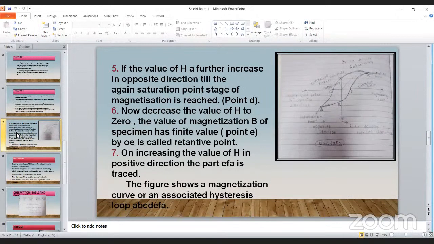Now decrease the value of H to 0. The magnetization B of the specimen has a finite value, point E, given by OE, called the retentive point. On increasing the value of H in the positive direction, the path EFA is traced. The figure shows a magnetization curve and an associated hysteresis loop A, B, C, D, E, F, A.